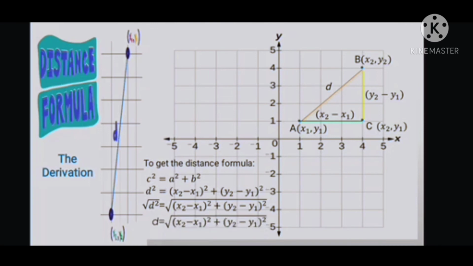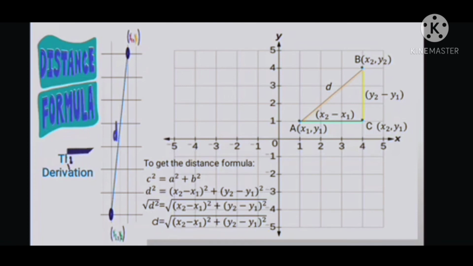And then what will remain on the left side is only d. On the right side, we have the square root of (x sub 2 minus x sub 1) squared plus (y sub 2 minus y sub 1) squared. So this is now the distance formula. We derived the distance formula.